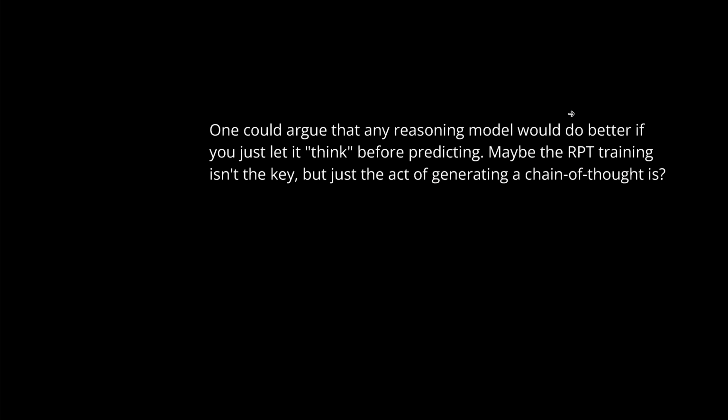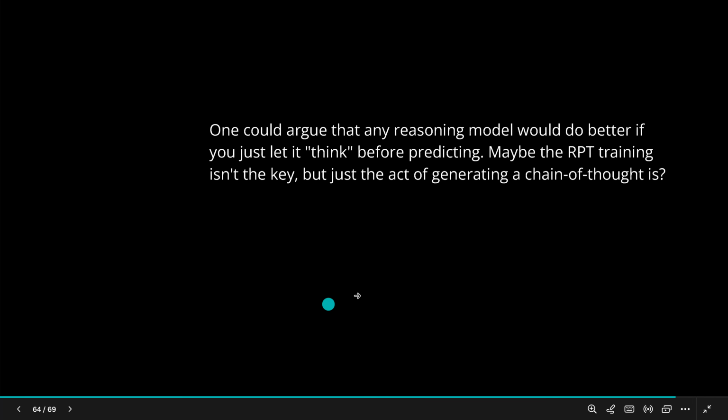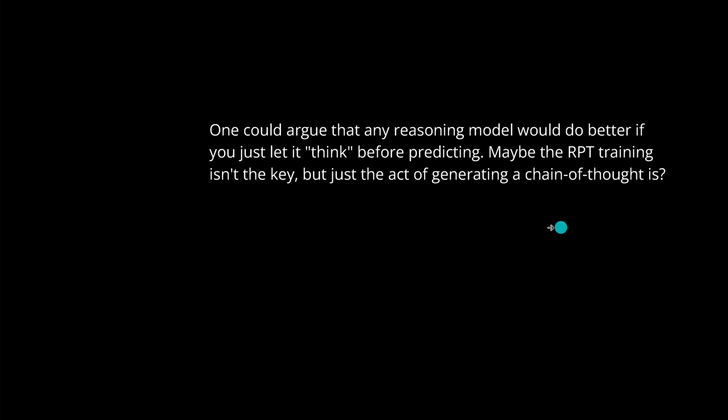Now you could argue, and this was a test that they performed, that the reasoning model would do better if we just let it think before predicting. So maybe we do not have to do this RPT training that I showed, where we ran through the loop and ran through a loop again. What if we just do the generation of the next token via a single chain of thought, with no backpropagation, with no Adam optimizer, with no RPT? Would this also give us 5, 10, 20% of improvement?